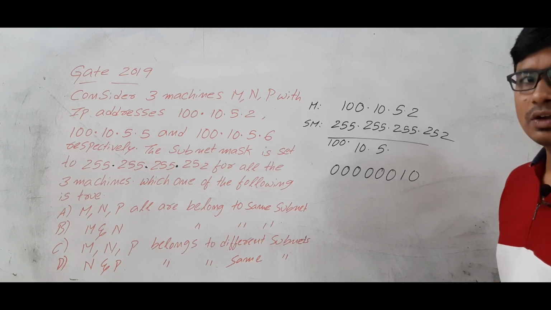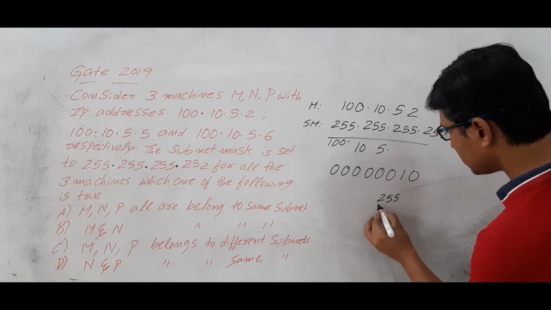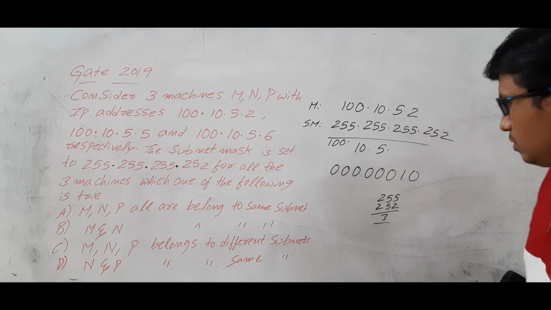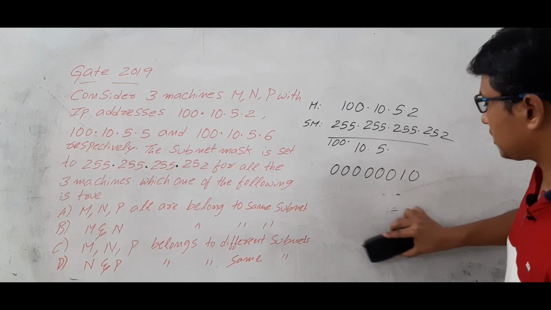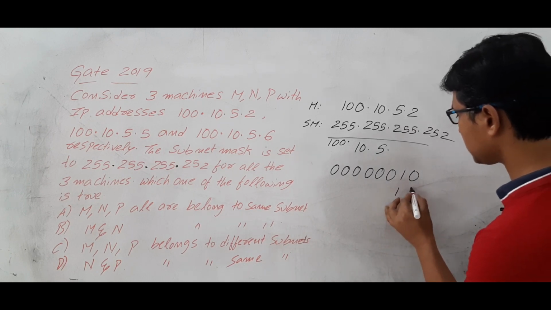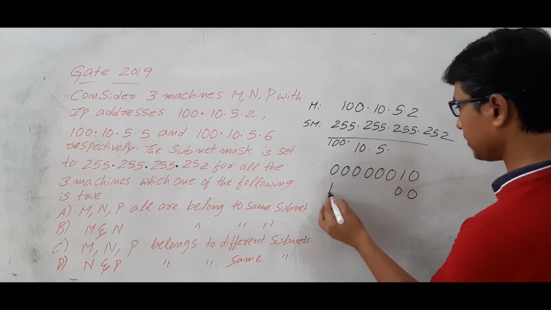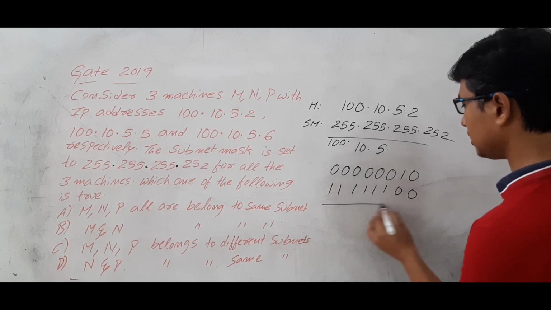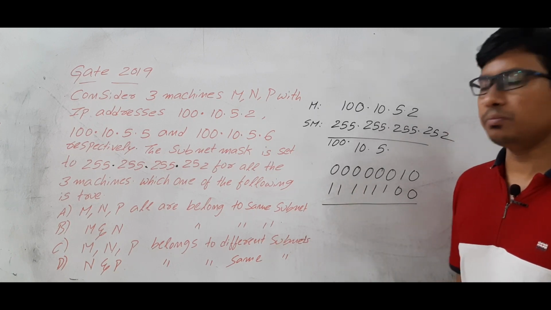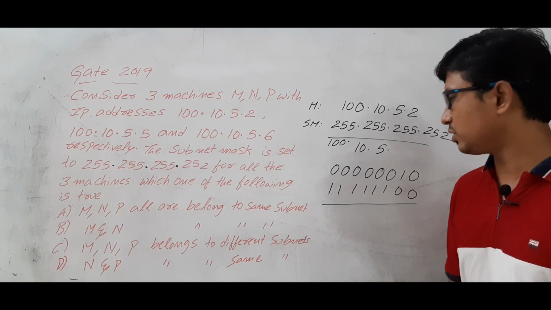252 is how much? 255 minus 252, what will you get? 3. Am I right? So where will I get 3? This is 3: 1, 1 is 3. So I will keep zeros here, and in all the remaining places I'll keep ones. If you convert into a decimal number, you will get 252. You can verify it also. 6 ones and double 0 is 252.